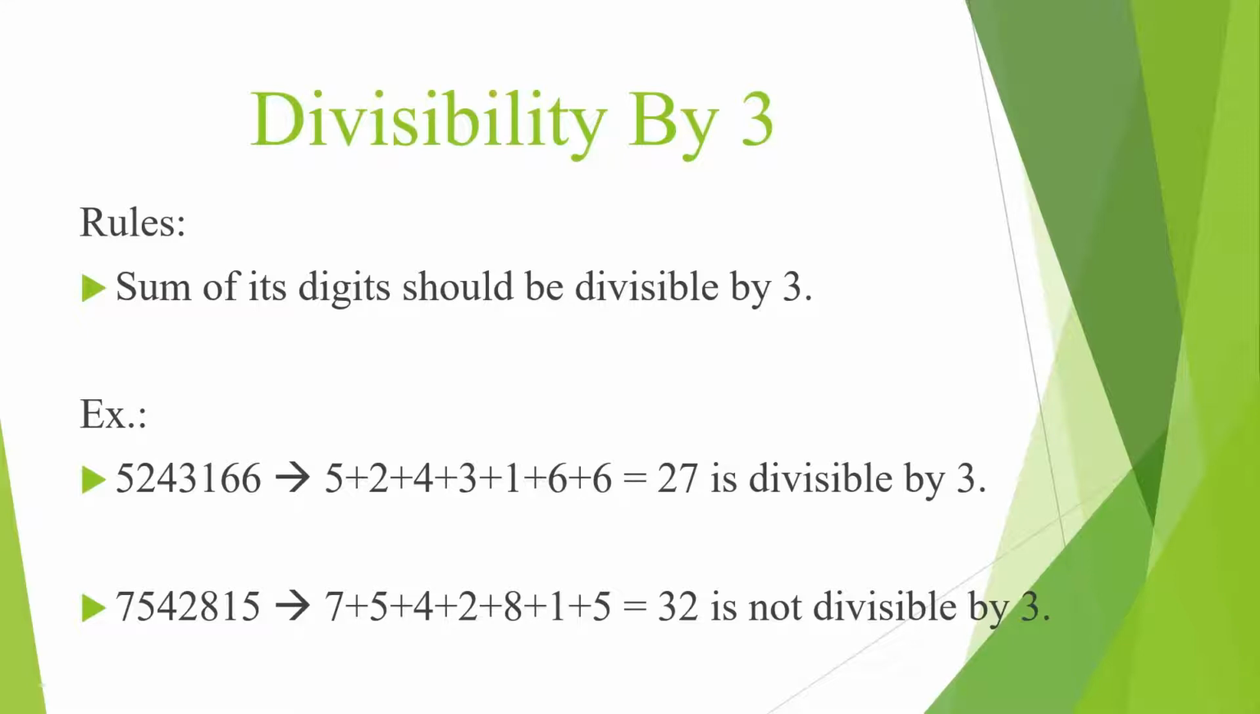Let us consider another big number, 7,542,815. If we sum up all the digits, it comes to 32, which is not divisible by 3. So this implies that this big number, 7,542,815, is also not divisible by 3.